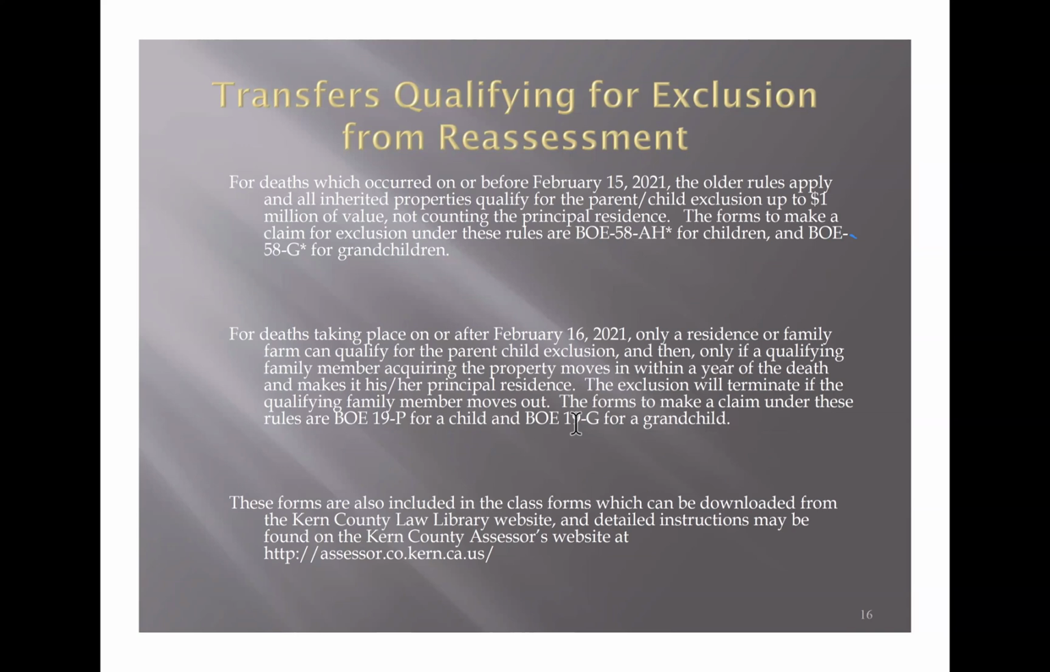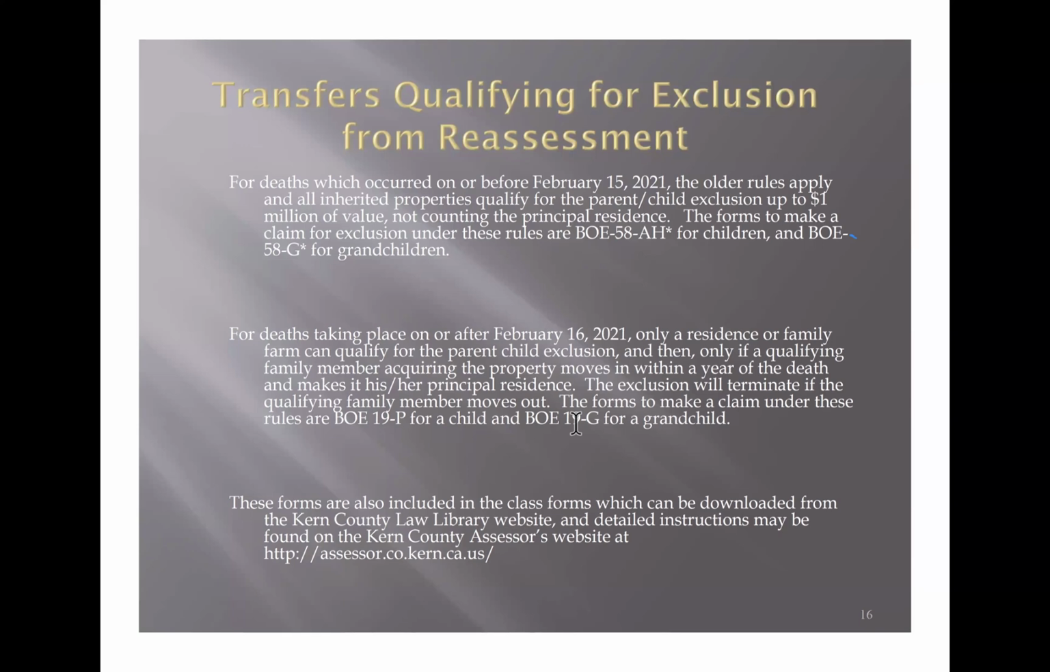So that is for all deaths which occurred on February 16th, 2021 or after. So if your decedent died on or before February 15, 2021, the older rules apply, then you will be able to get that big parent-child exclusion up to the $1 million of value, not counting the principal residence. And the forms you would use to apply for that exclusion are listed here. They're also available on the downloads in the Kern County Law Library.